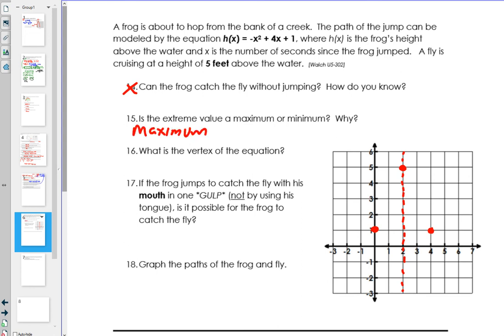It's a maximum. It went up and then down. What is the vertex of the equation? That's what we just found. It's going to be at (2, 5).